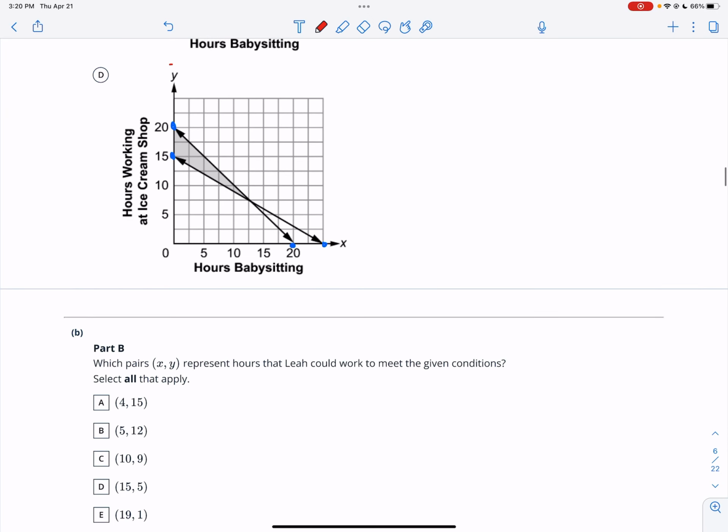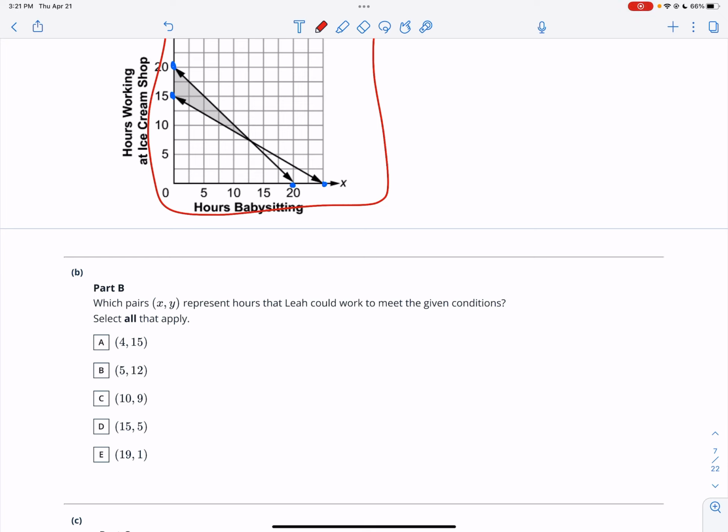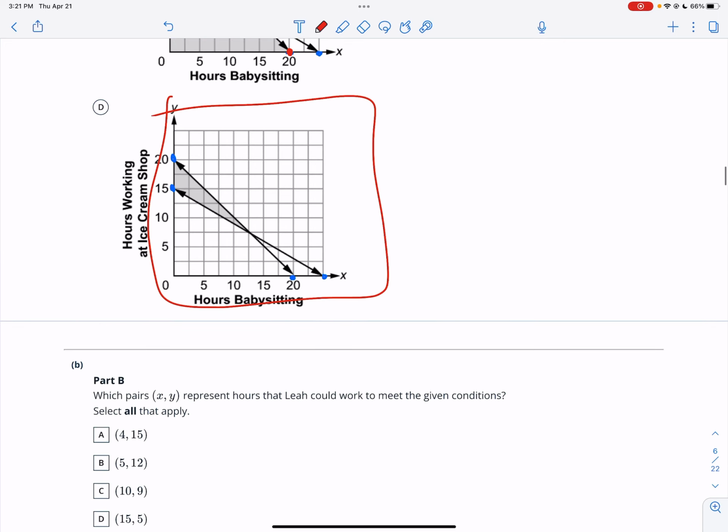Which pair? So we know it's this one, by the way. So we're going to use this graph to analyze this stuff. Which pairs, x and y, represent hours that she could work during to meet the given conditions? So really, we're just going to look at all of these points and see if they're in that shaded region. So when x equals 4, y equals 15. This point exists there. So that's inside the shaded region. So yes.